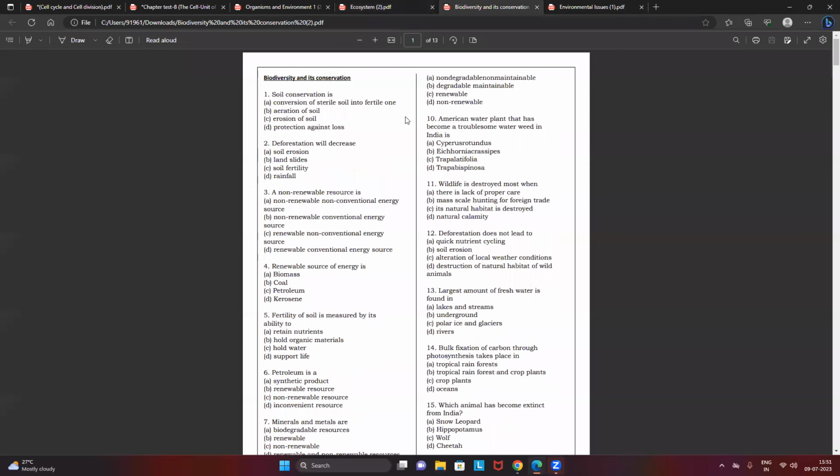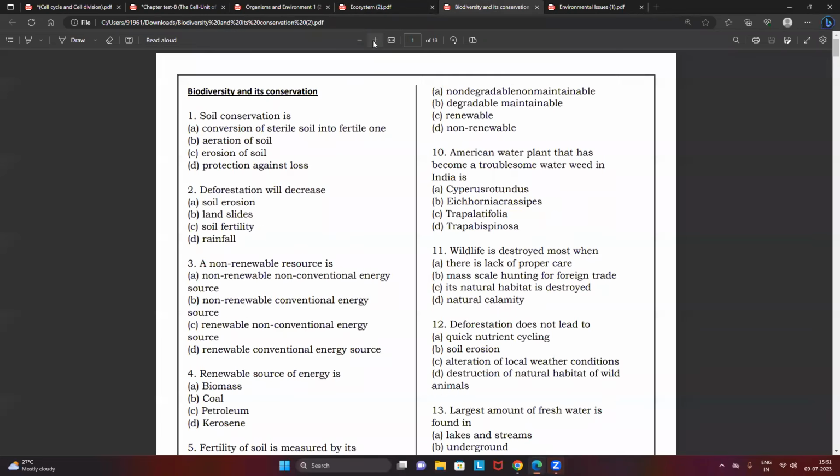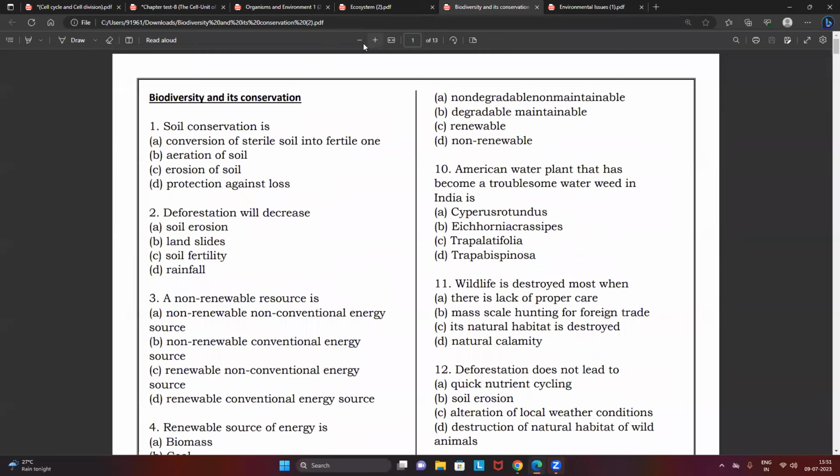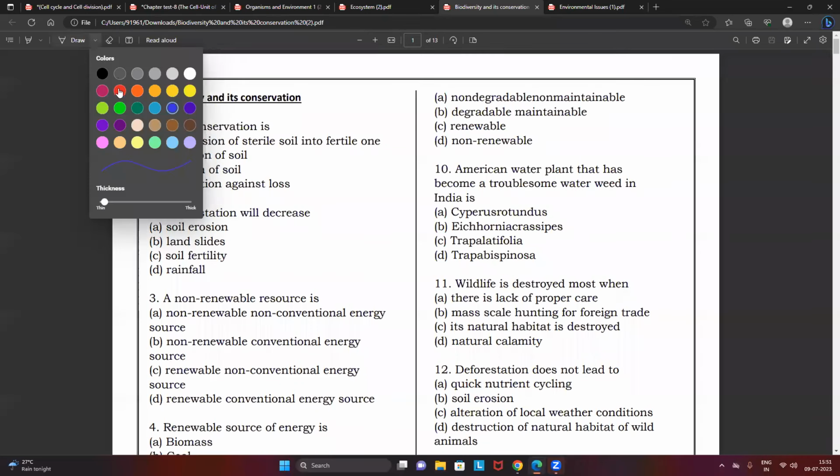In the ecology, we will start from the most difficult to the easiest. So we will directly start with biodiversity, because biodiversity is the one where we can expect the most questions in our exam. That's why we will start with biodiversity.